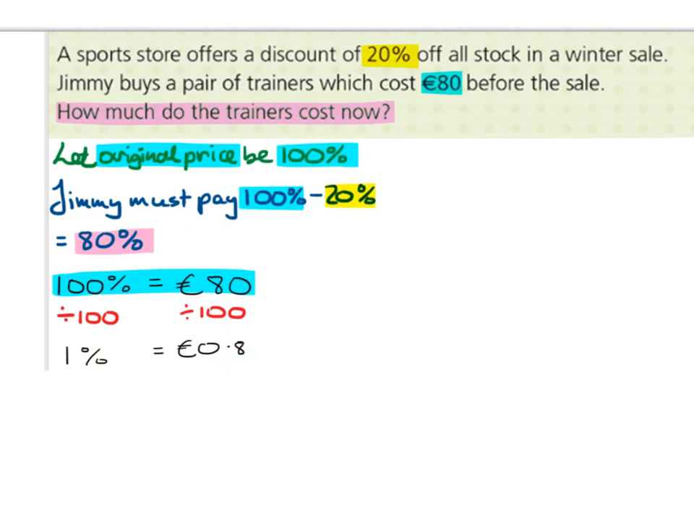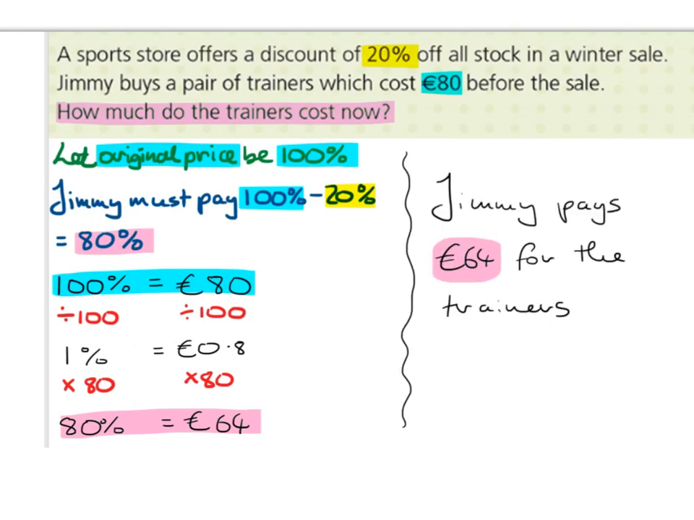Now we want to find 80%. So to make 1 become 80, we multiply by 80. So what we do to the left, we do to the right. So we're going to multiply both sides by 80. 1% multiplied by 80 gives us 80%. And 0.8 multiplied by 80 gives us €64. So 80% is equal to €64. So Jimmy pays €64 for the trainers.